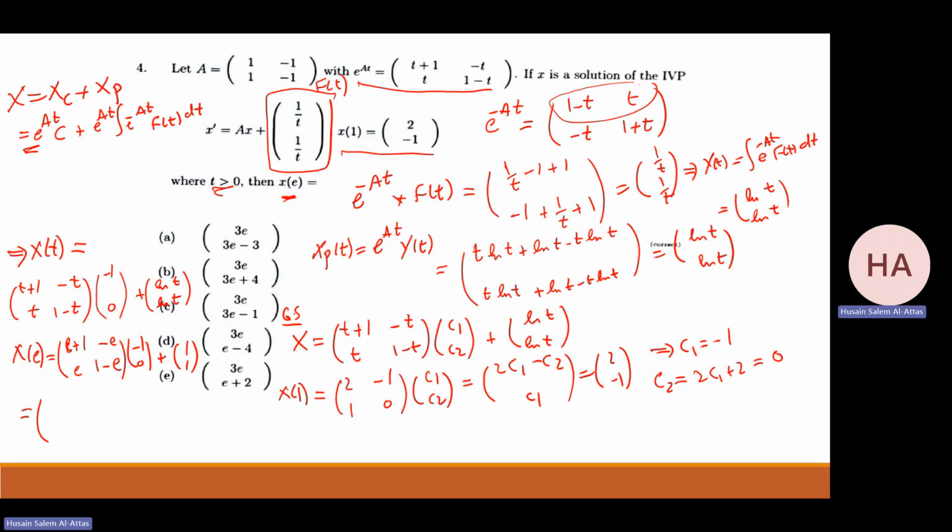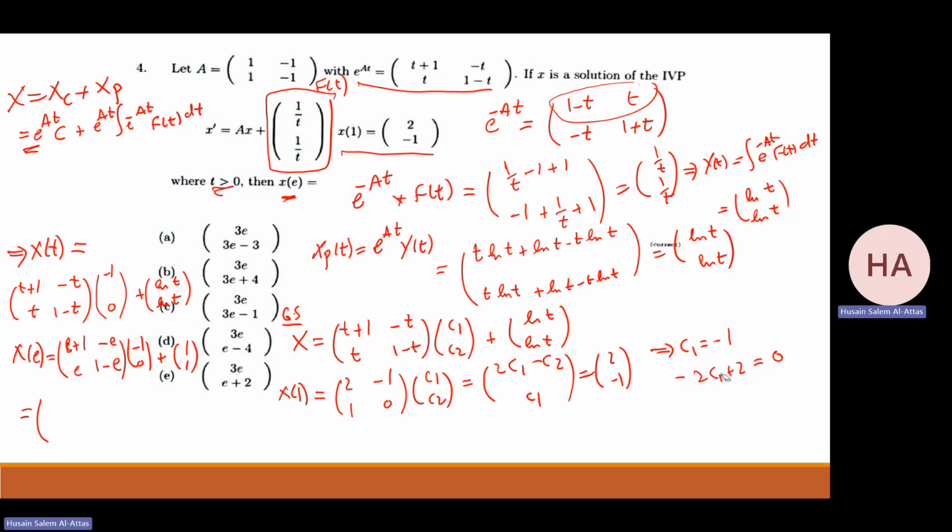I have x at 1, so let's take t and put 1. That will be 2 minus 1, 1, 0 times c1, c2. ln 1, that is 0, 0. So you have 2c1 minus c2. That's equal to 2. And c1 is equal to minus 1. c1 equals minus 1. Gone.